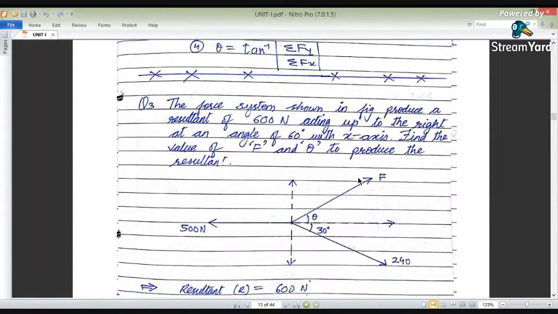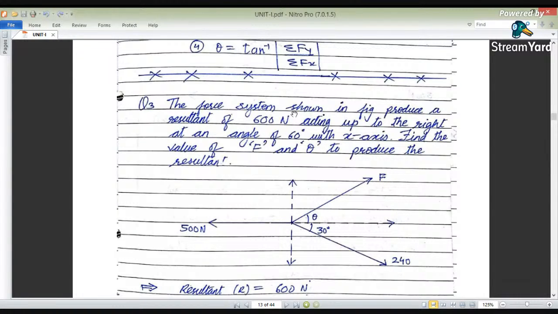Again, the force system shown in the figure produces a resultant of 600 newtons. The force system shown in the figure produces a resultant of 600 newtons, which is acting upward. That means the resultant is along the y-axis. Summation of Fy is equal to the resultant, that is 600 newtons, whereas Fx will be 0, because the resultant is along the y direction, that means the x component is 0.